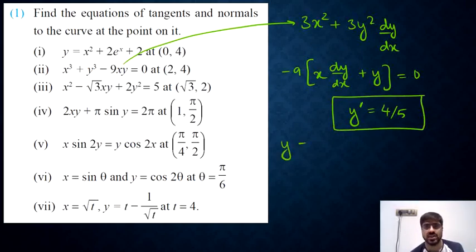So the equation of tangent will be y minus 4 is equal to 4 by 5 into x minus 2. You can simplify that and get the final answer. I'll write the equation of the normal also in the same way, and I'll leave the simplification work up to you guys.